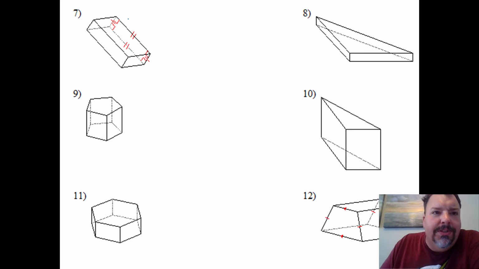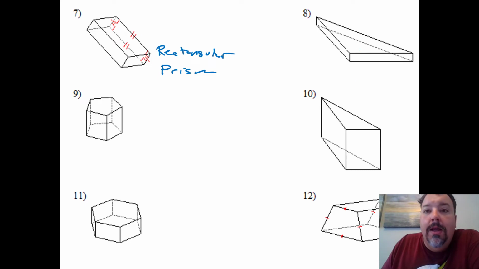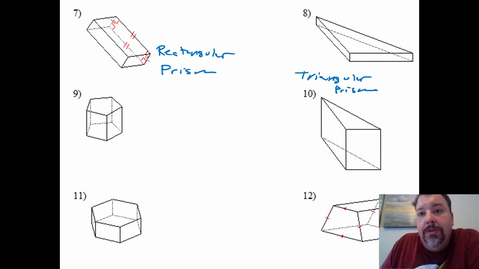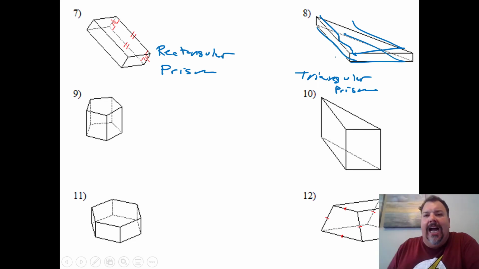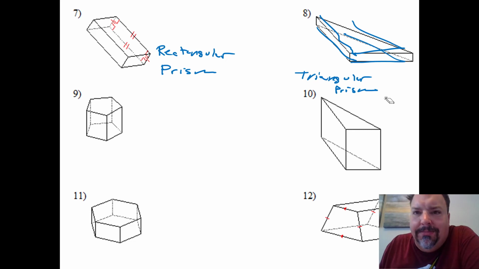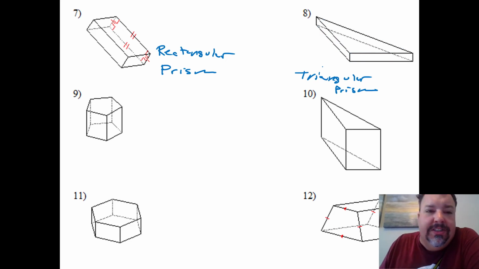Here are a few more examples. For number seven, it looks like a box. So we're going to call this a prism. And the box is a rectangle, so we're going to call it a rectangular prism. For number eight, it also looks kind of like a box. The top and the bottom are triangles, so this is a triangular prism. You can tell it's a prism because it has two triangles. Here's a triangle, and then there's a triangle below it. So if it's got two exact copies of it, that makes it a prism instead of a pyramid. So this is not a pyramid, this is a prism.